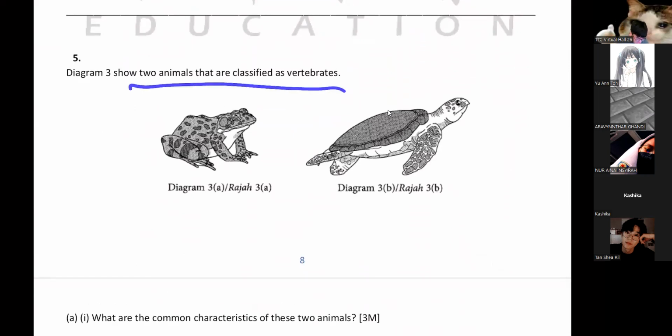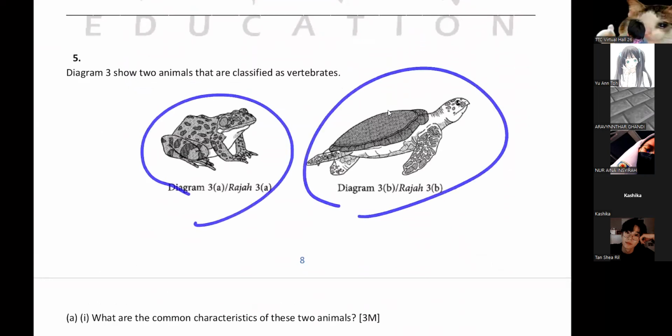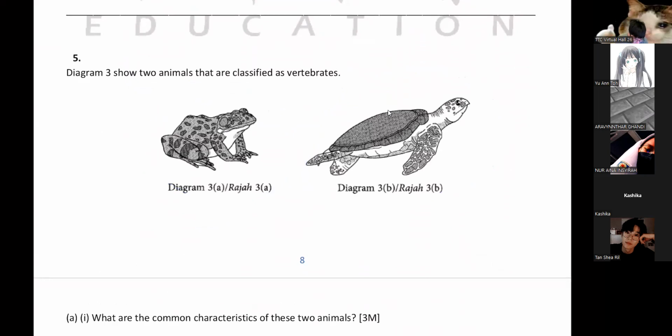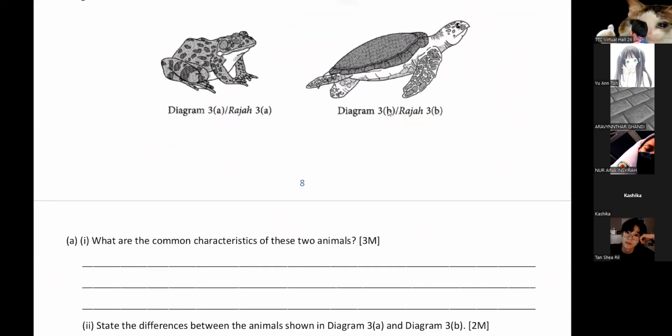So 2 animals that are classified as vertebrates. Okay, vertebrata. So you have 2 here. You have your frog and your turtle. What are the common characteristics of these 2 animals? Okay, ciri sepunya. How are they similar? They both use lungs. Okay, peparu is the one thing I can think of. Yeah, they lay eggs. Yes, they lay eggs. Agree. Menghasilkan telur. Okay, bertelur. What else? Oh, they are both cold-blooded.